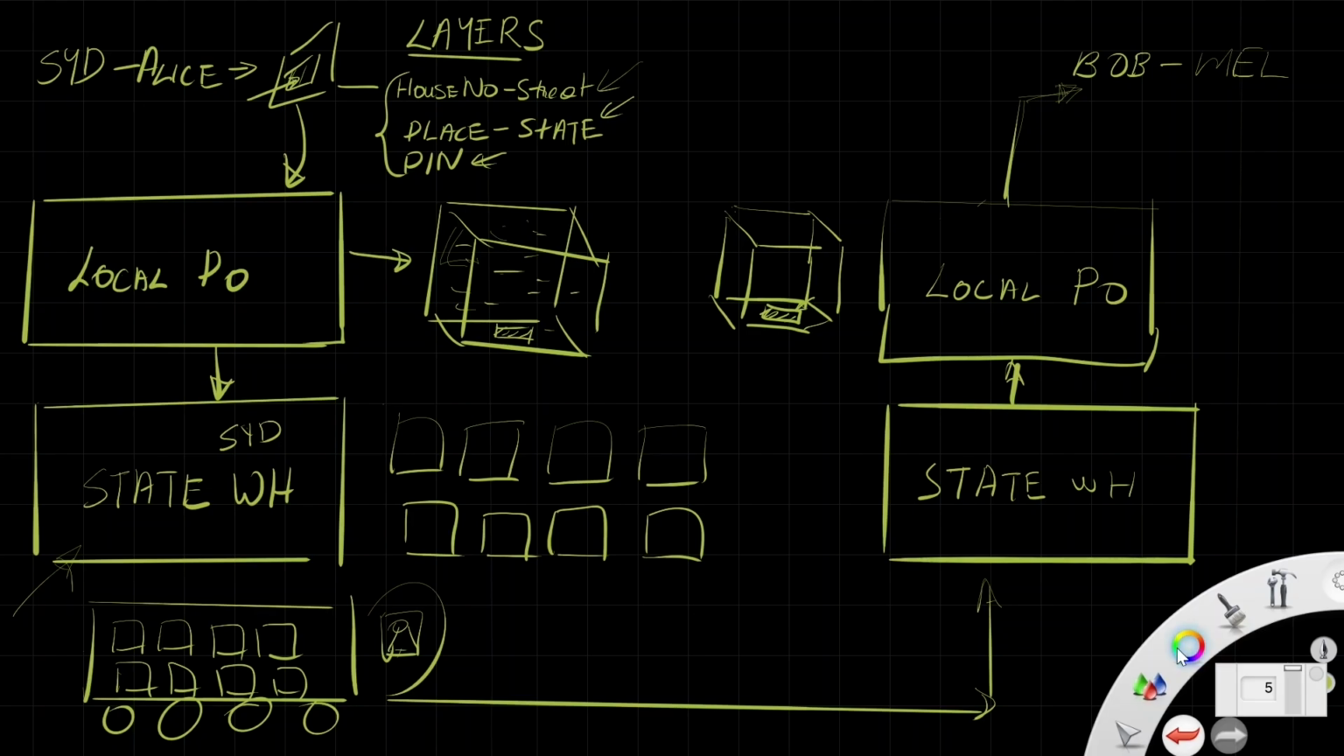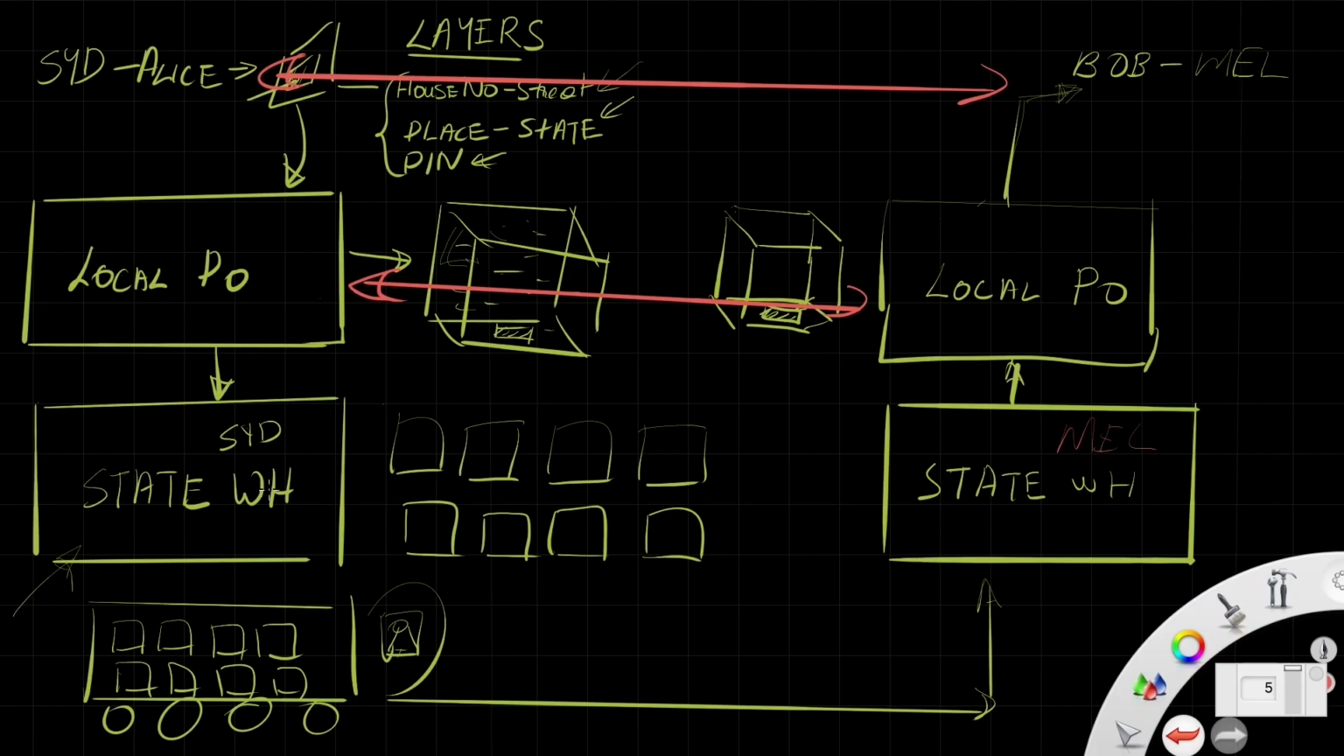So let me take that with a different color. Alice and Bob, there is a counterpart on both sides. This local post office, that is another counterpart. For example, we are not sending letters directly to the Melbourne State Warehouse. It doesn't work that way. It is the Sydney State Warehouse sending the truck to Melbourne. So this is the Melbourne.